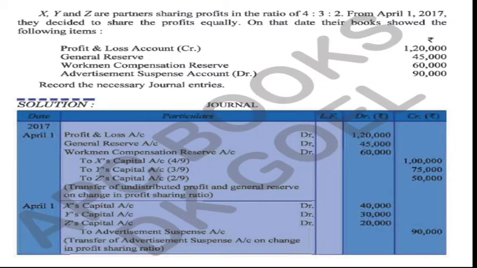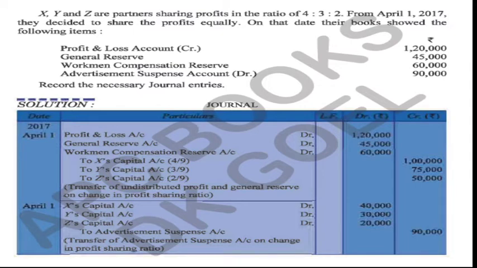Let us solve one question so that we can make this concept more clear. X, Y and Z are partners sharing profits in the ratio of 4:3:2. From April 1st, 2017, they decided to share the profits equally. On that day, their books showed the following items. So X, Y and Z were three partners. Their ratio is 4:3:2, which means 4/9, 3/9 and 2/9. From 1st April 2017, they decided that they will share profit and loss equally, and on that day their books of accounts show the following items.